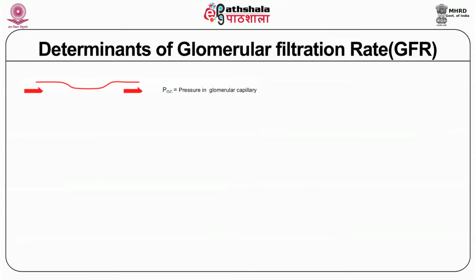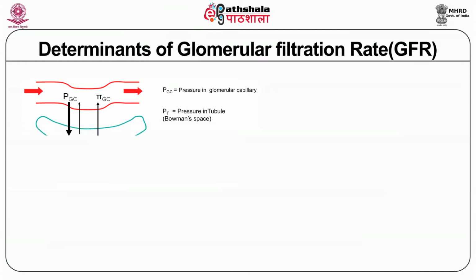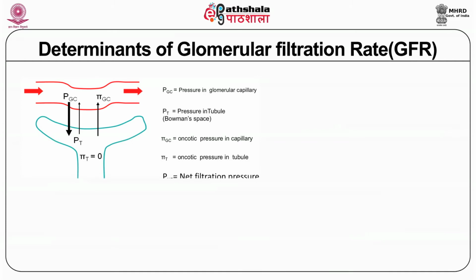So, the Starling forces are the hydrostatic forces and the colloidal osmotic forces at the glomerular capillaries, and the hydrostatic forces and colloidal osmotic forces at Bowman's space, as shown in the figure. The forces that favor the filtration are the glomerular capillary hydrostatic pressure, that is PGC, of about 45 millimeters of mercury, and the colloidal osmotic pressure at Bowman's capsule, pi T. Note that as the proteins are normally not filtered into Bowman's space, the colloidal osmotic pressure at Bowman's space, pi T, is always 0.